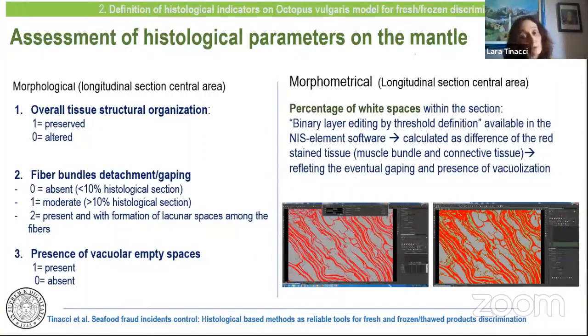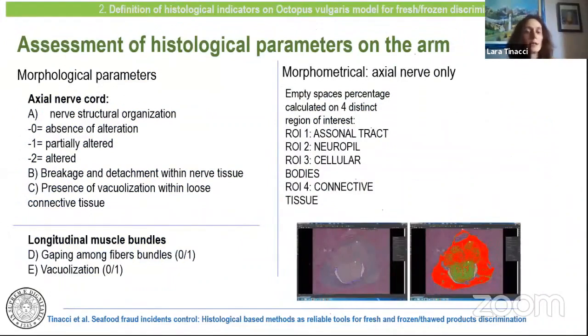About the morphometrical parameter, we chose only one parameter that was represented by the percentage of white spaces highlighted overall in the section that were caused mainly by the appearance of vacuolar empty spaces and the detachment or gaping between the muscle bundle. About the arms, the morphological parameters were split in two different kinds.